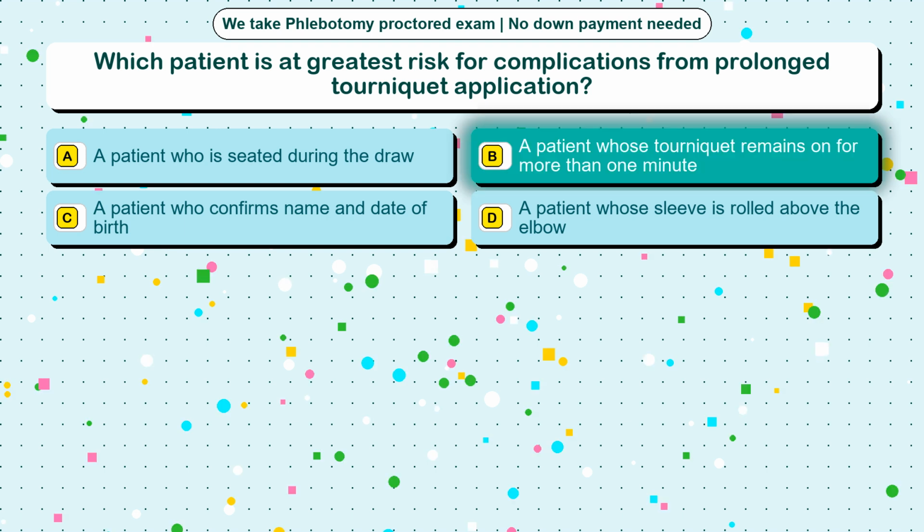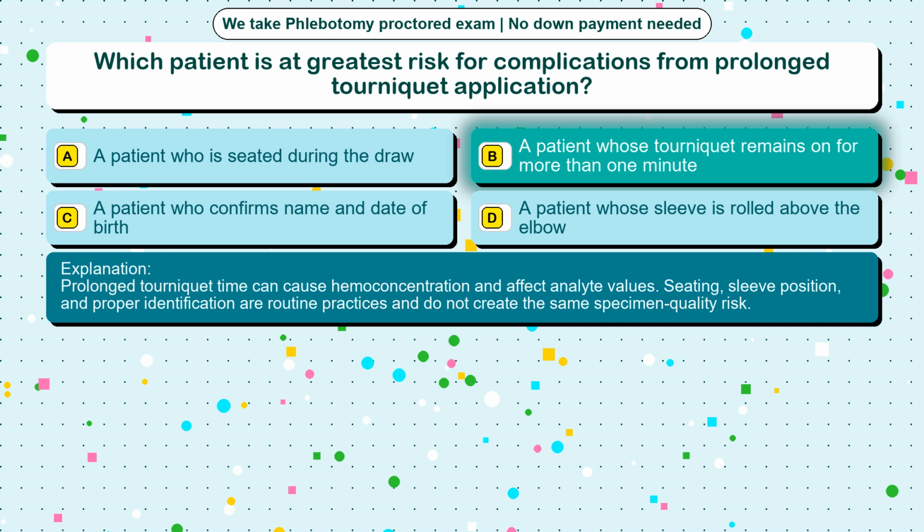The correct answer is option B. A patient whose tourniquet remains on for more than 1 minute. Prolonged tourniquet time can cause hemoconcentration and affect analyte values. Seating, sleeve position, and proper identification are routine practices and do not create the same specimen quality risk.